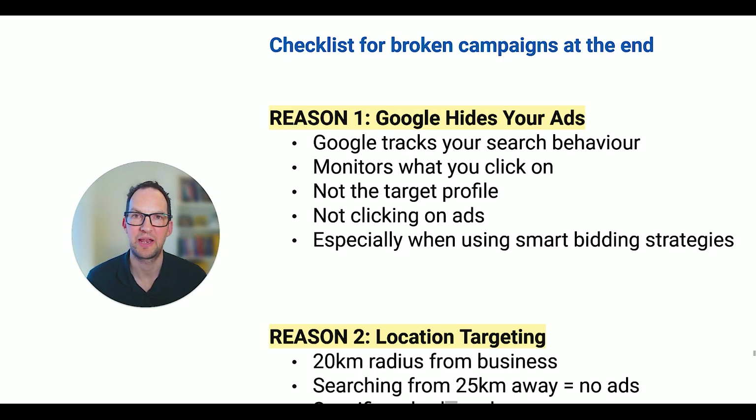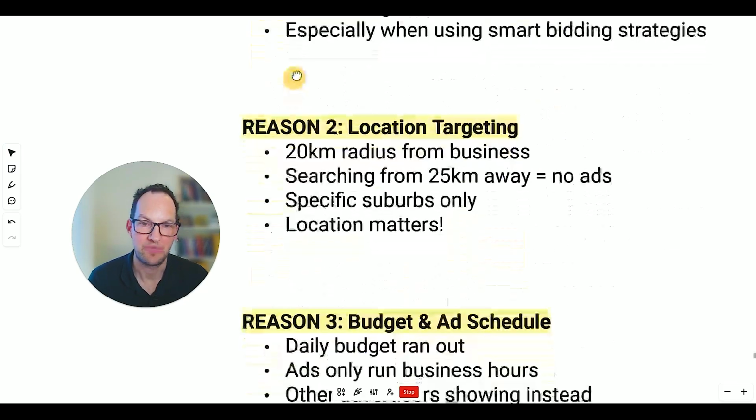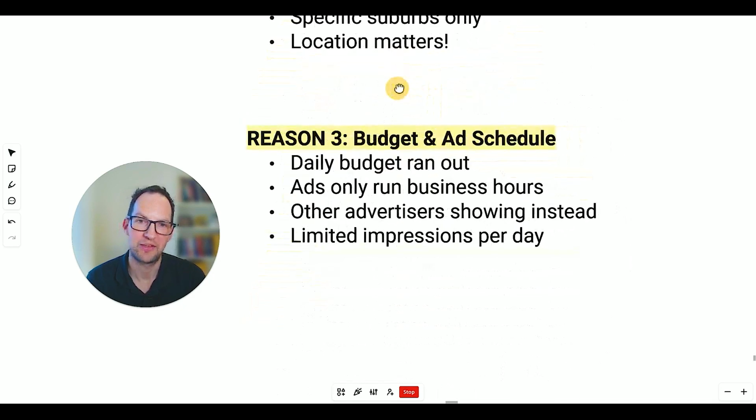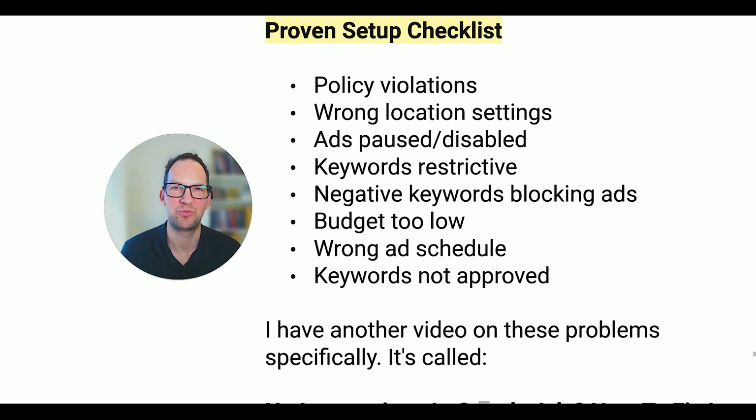So far, we've covered that Google might actually be hiding your ads. It might be that your location targeting is different from where you're searching for, or that your budget may be running out, or the ad schedule is different from when you're actually searching. But sometimes the issue itself is actually the account setup and your ads actually aren't running, which is why I've got my proven setup checklist here.